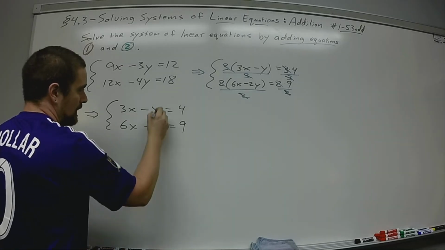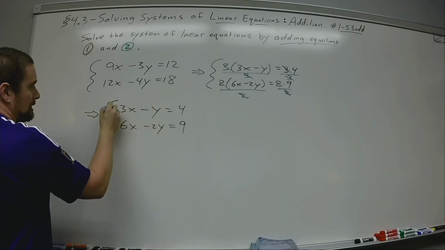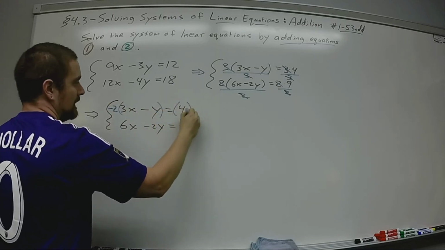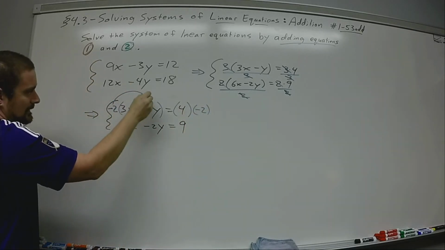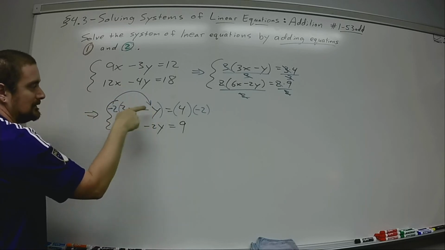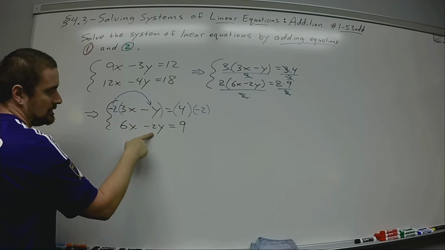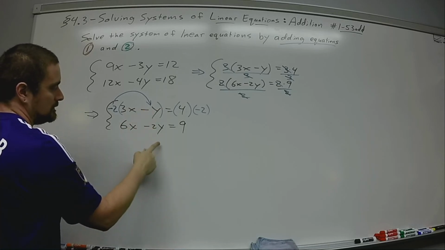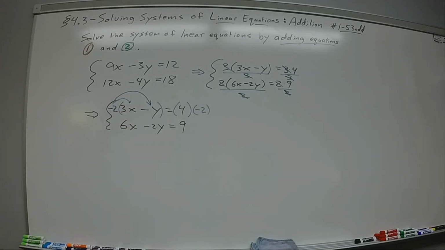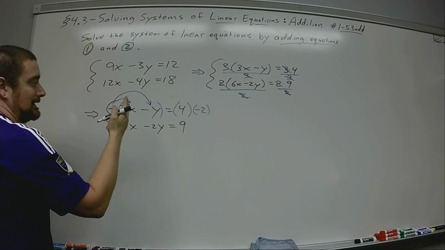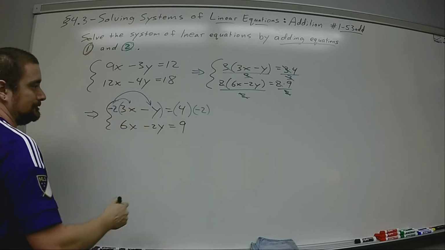I'm going to look at the y's. What I'm going to do is multiply by a negative 2 in the first equation on both sides. Why am I doing that? Because specifically negative 2 times negative y is positive 2y. When I add that to the second equation, positive 2y minus 2y cancels. So I made that choice to cancel the y's out again. Again, that is my choice. You have a choice. You could cancel the x's out. But I like to think that canceling the y's out is a little bit easier in this case.